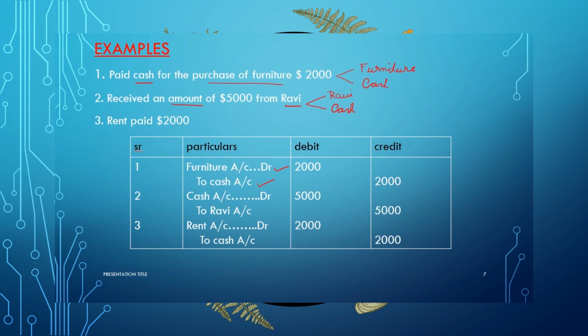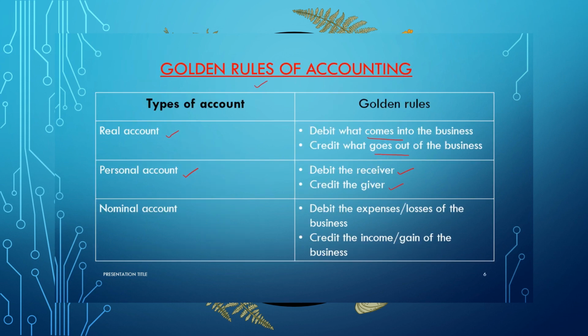Now, received an amount of 5000 from Ravi. So, Ravi is the giver of the goods. He is giving the goods. So, what is our rule? Debit the receiver and credit the giver. So, Ravi is being credited here because he is giving the goods and cash account will be debited. So, cash account debit 5000 to Ravi's account 5000. Okay, so this is the example of personal account.